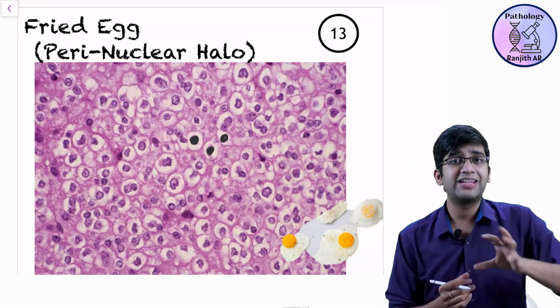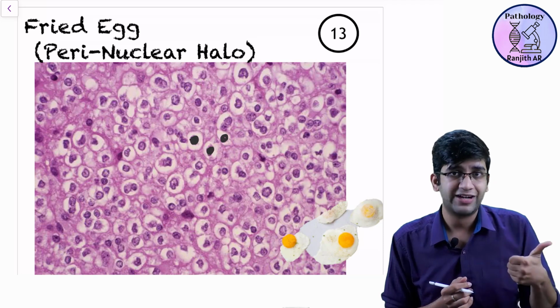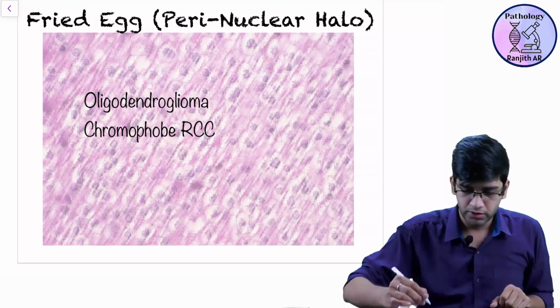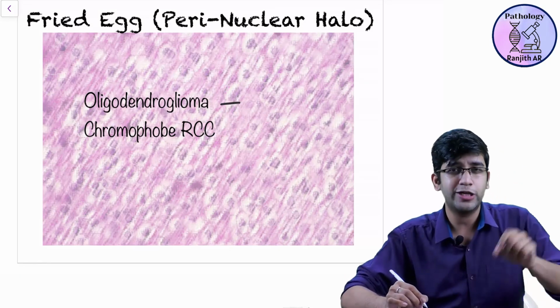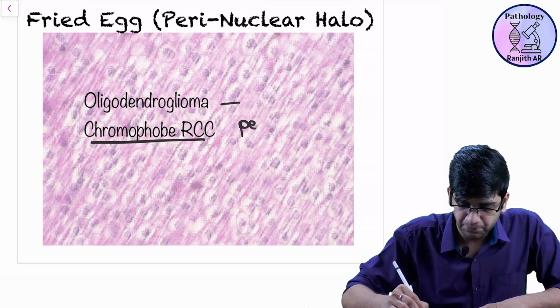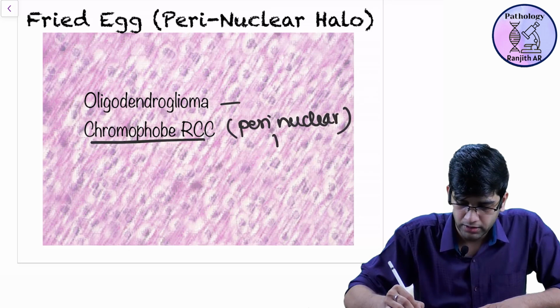Surrounding the nucleus, I'm having an area of clearing, right? That's your perinuclear halo. Fried egg appearance, perinuclear halo, I'm going to think of two tumors: oligodendroglioma, seen in the brain. In chromophobe RCC, I use the term perinuclear halo. It will look the same.